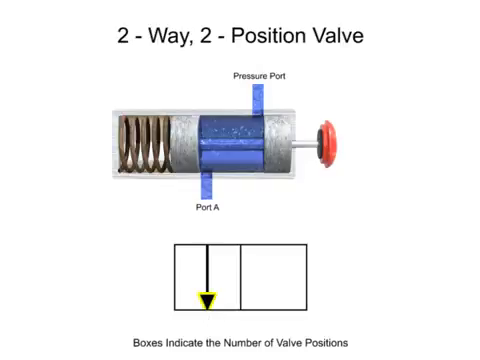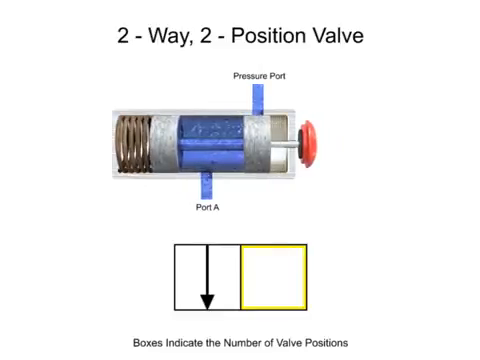A solid arrow indicates the direction of liquid flow. The first position of this valve allows fluid to flow from the pressure port to port A, so an arrow is drawn in the first box to indicate fluid flow. A T indicates that a port or way is blocked or closed. This valve's first position has no ports blocked, but its second position blocks both. The second box corresponds to the second position of the valve. Therefore, 2 T's are added to illustrate the lack of fluid flow in the second position.